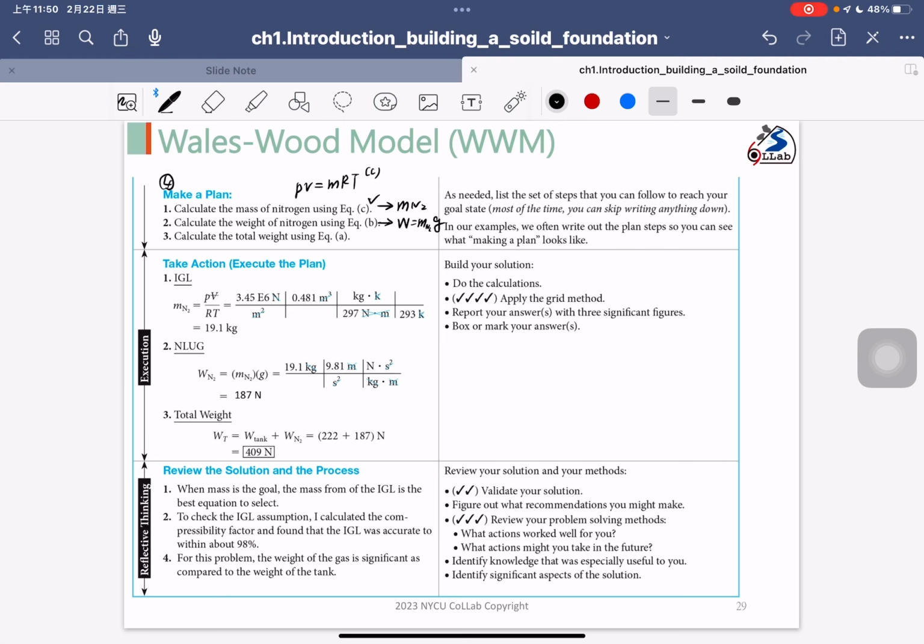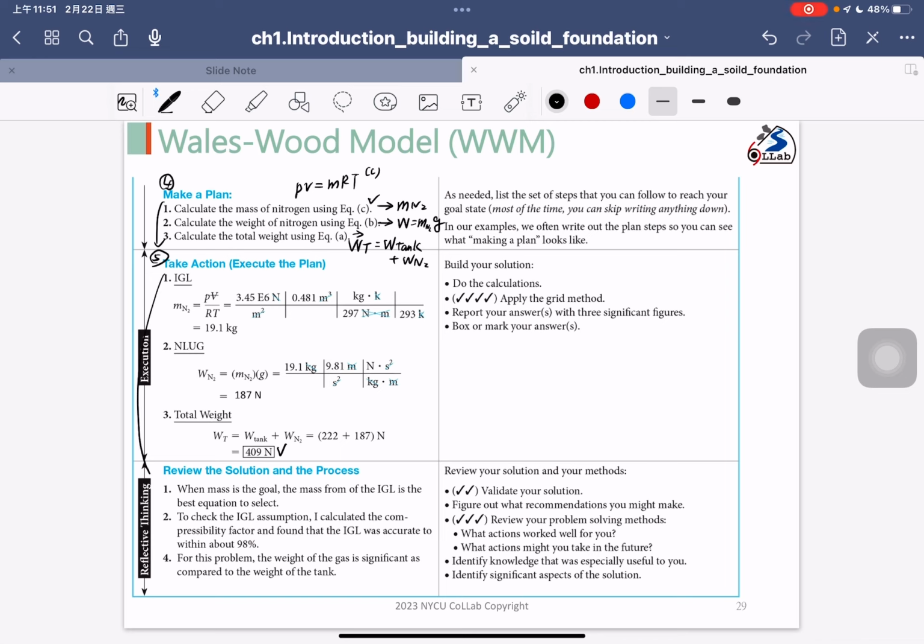And what is equation A? Equation A computes the total weight. So the total weight will equal the weight of the tank plus the weight of the nitrogen. This is equation A. After you make the plan and calculate directly, we move to step 5. After you calculate the final answer, it will equal 409 newtons for the total weight.